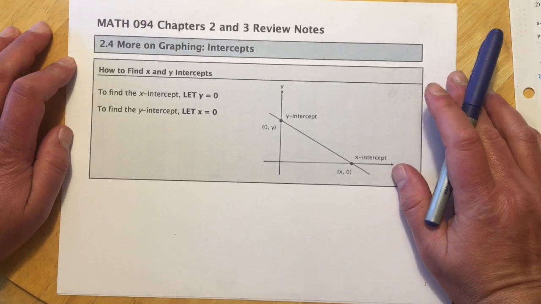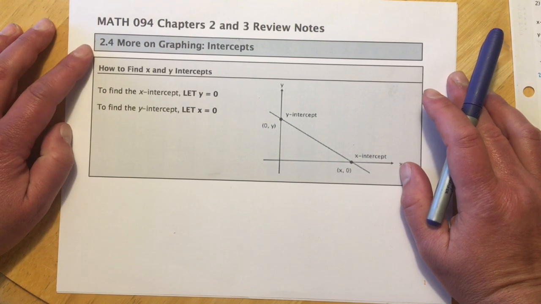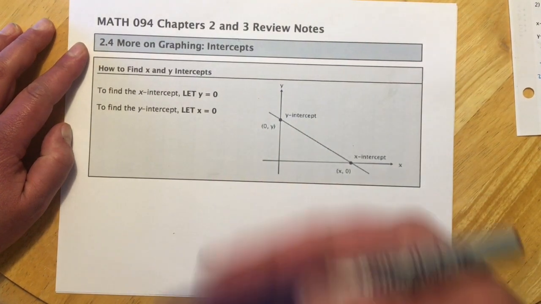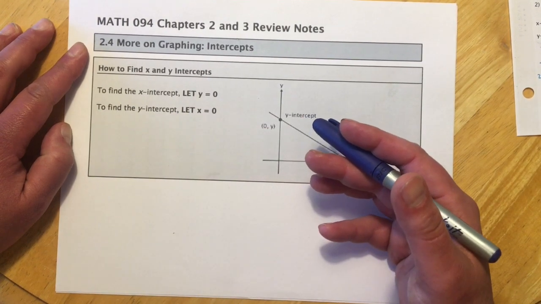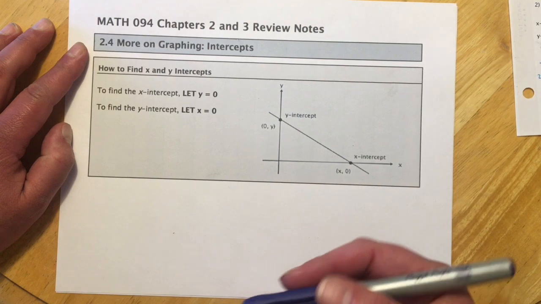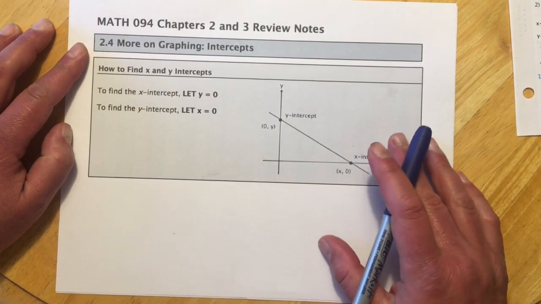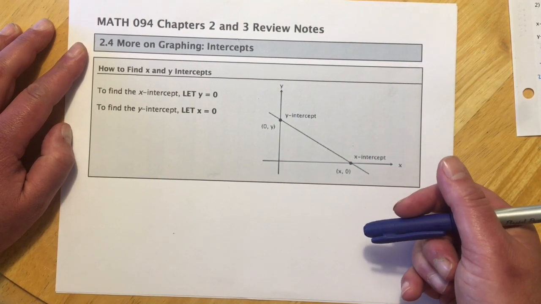Hey guys, so this is a review for exam 2 of Math 094. Starting in section 2.4, we covered 2.1 and 2.3, but 2.1 was just graphing ordered pairs, and 2.3 was graphing lines by plugging points. As we've gotten farther into the chapter, we have better ways to do that. So I'm going to approach graphing as either slope and intercept or just intercepts, depending on what kind of problem we're presented with.